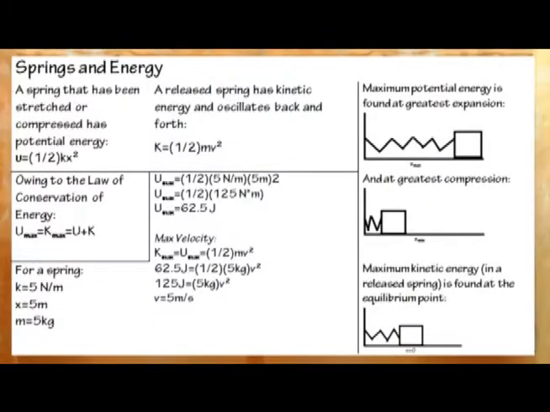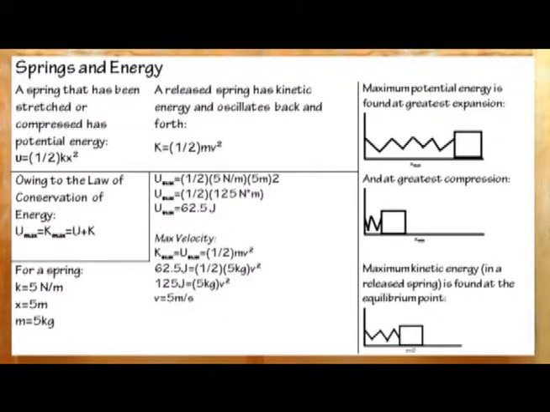To recap, if you compress or expand a spring from its equilibrium point, you're going to give it a potential energy described by the equation 1/2 times the spring constant times the distance squared. When you're drawing out springs, you're going to set the equilibrium position at x equals 0. You're therefore going to find the maximum potential energy at the maximum x value and the minimum x value. Recall the minimum x value refers to a compression and will be negative.